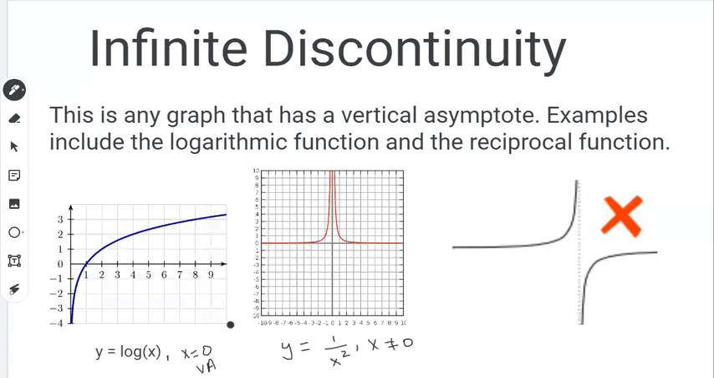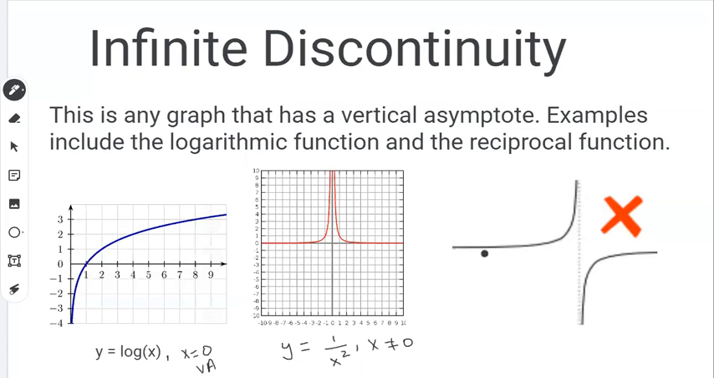Same thing in the middle, right? Look at this function in the middle. This is y equals 1 over x squared. If you were to graph this, you would notice that this function has a vertical asymptote at x equals 0, right? And that's because if you put 0 in the denominator, you'd be dividing by 0, and that's no good, right? So this function has an infinite discontinuity. Where? At x equals 0, because that's where the vertical asymptote is.